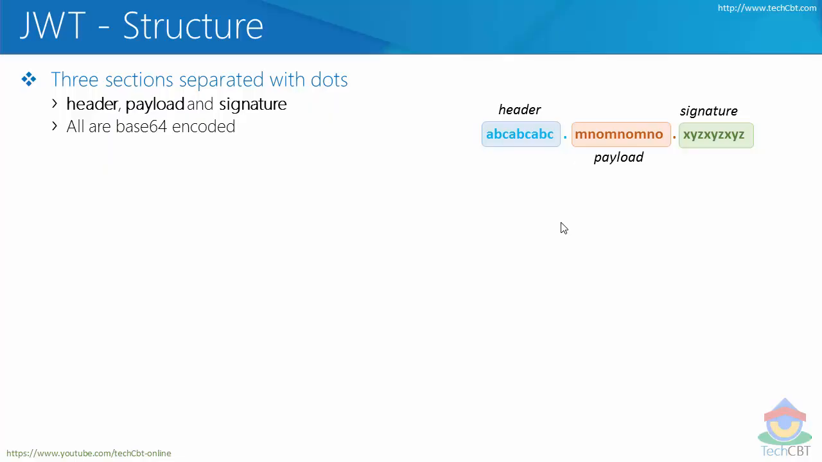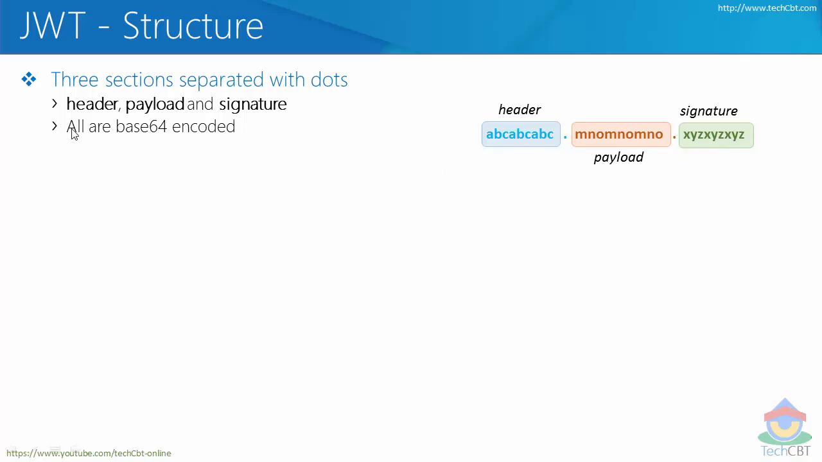Next, even though those dots separate the sections, each of those sections is named on its own. For example, the first section is called header, the second section is called payload, the third section is called signature. So each of those sections has its own significance.